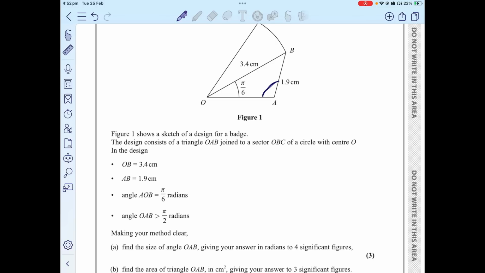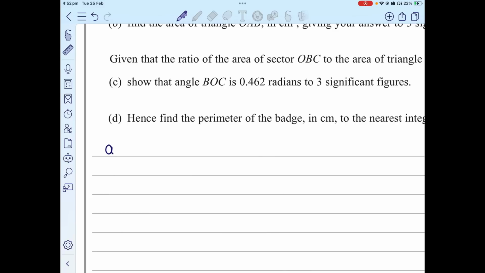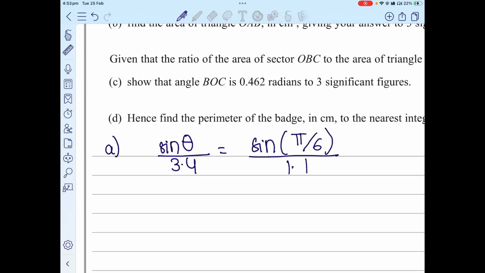Now, since I want to find this angle and the opposite is 3.4, and I have pi over 6 and the opposite is 1.9, I can simply use my sine rule. But remember that angle OAB is greater than pi over 2 radians, so we'll need to check to ensure your answer is correct. So basically, sine theta over the length opposing, which is 3.4, is equivalent to sine of pi by 6 divided by 1.9. All of these measures are in radians. I'll put my calculator in radians mode.